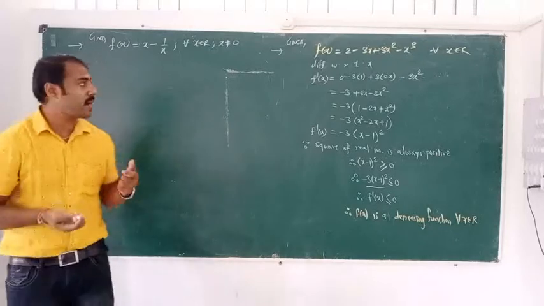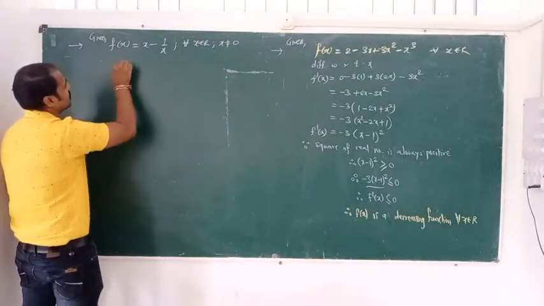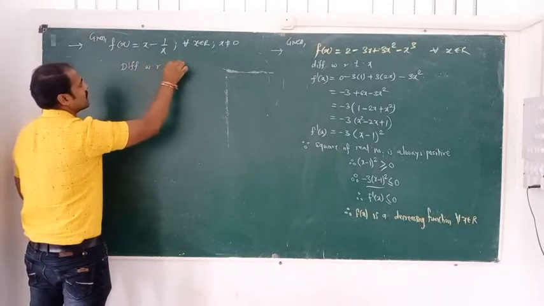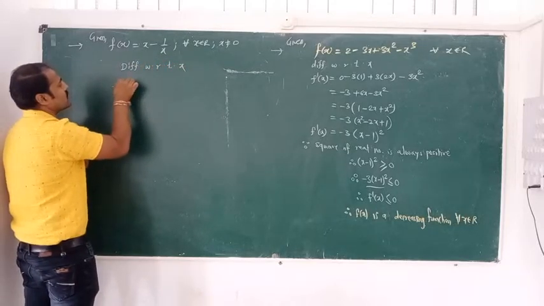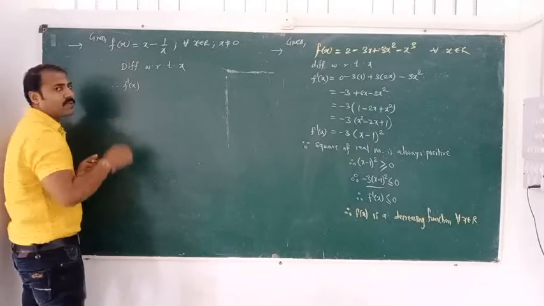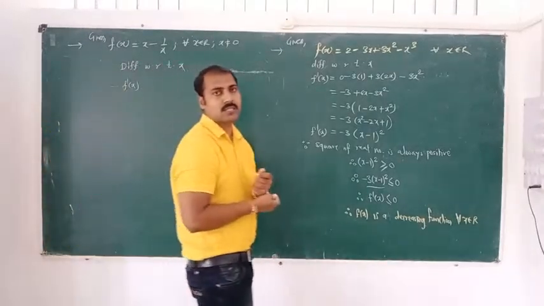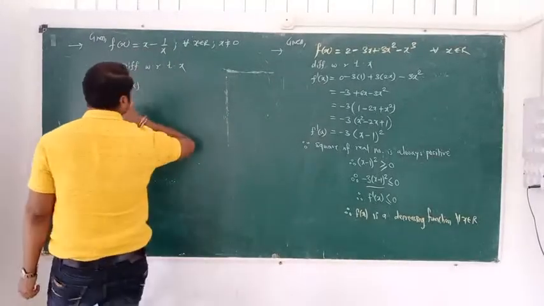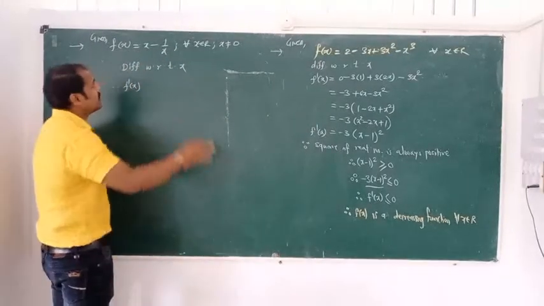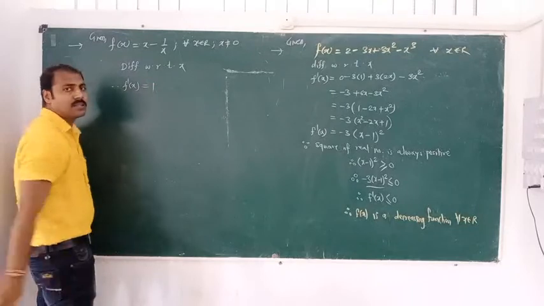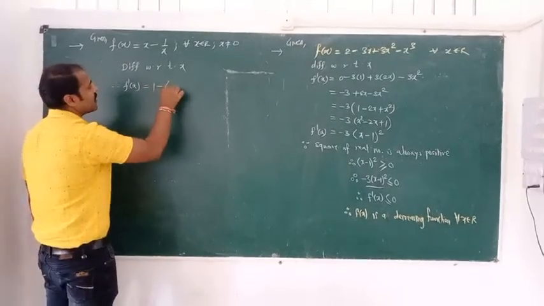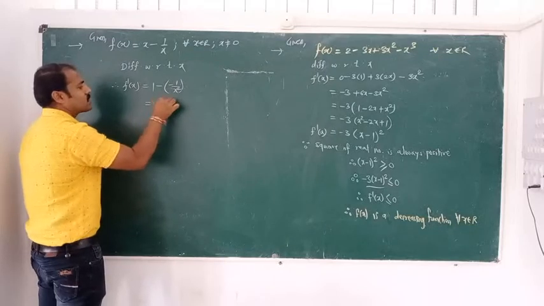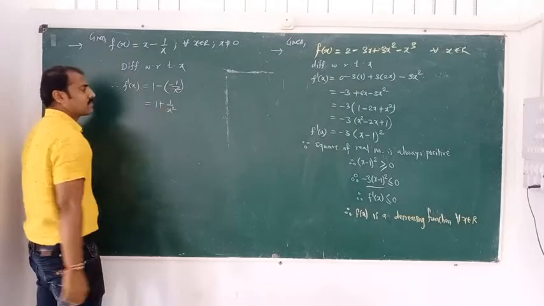For that, I find here the derivative of the function, differentiating with respect to x. When we differentiate both sides with respect to x, we get f dash of x is equal to the derivative. Inside the derivative there is subtraction, so separate the derivative sign. Derivative of x is 1, minus derivative of 1 upon x, which is minus 1 upon x square. It becomes 1 plus 1 upon x square.